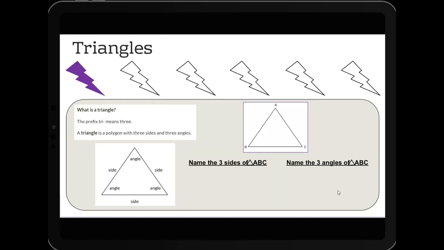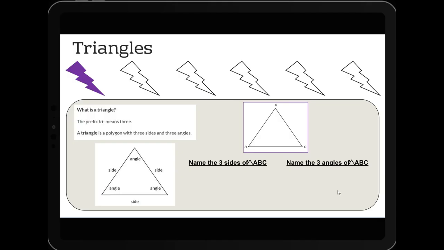So let's go ahead and get started with triangles. For triangles, we want to make sure that we can identify what it is, right? We know that tri means three, the prefix of the word triangle. Three angles, right? So there's three sides and three angles. And specifically, we have triangle ABC there on the right.